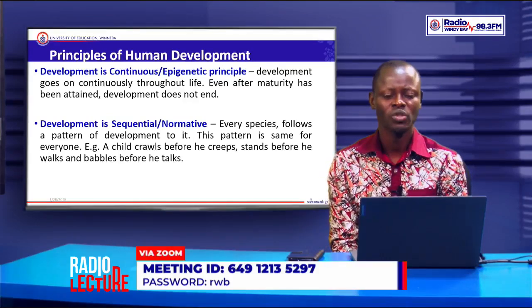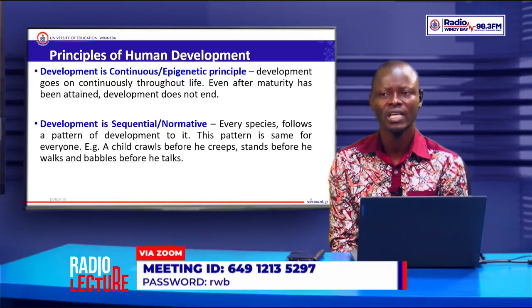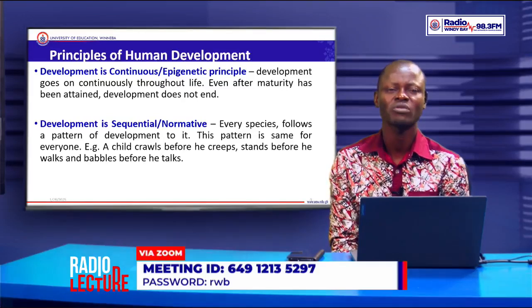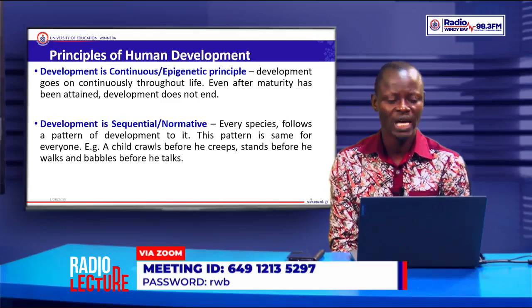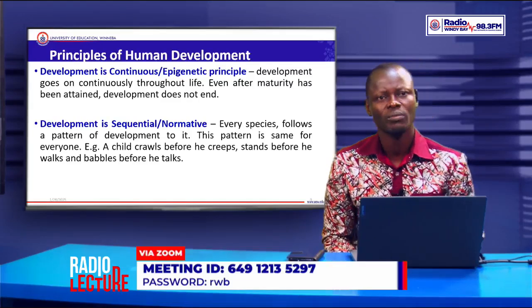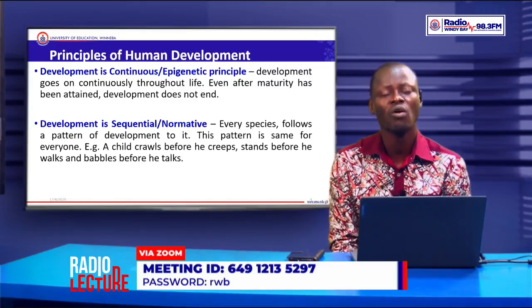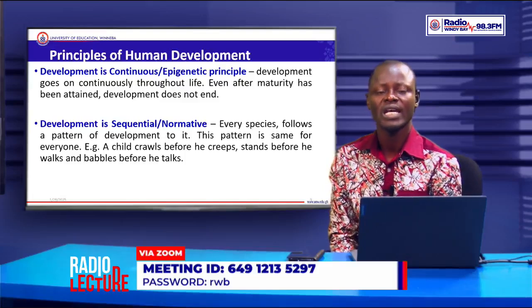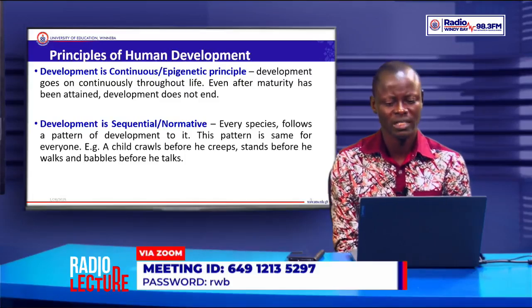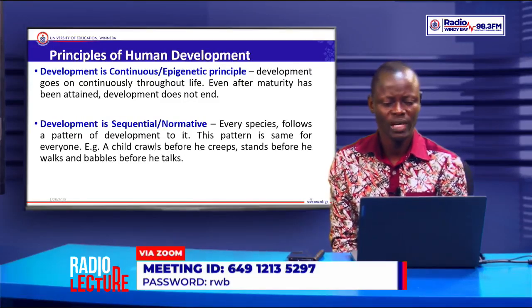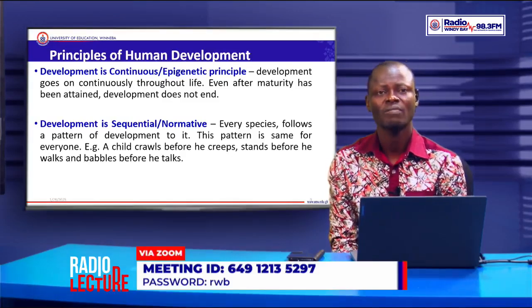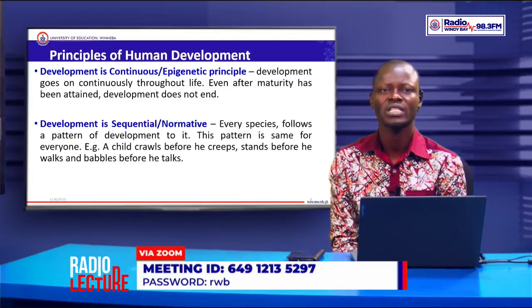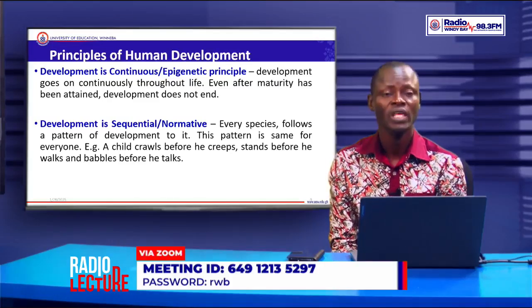And maturation is something that we all attain. We don't have a limit where we say that I'll finish maturing. You keep maturing even up to the time that you die. Then the next principle we talk about is that growth is sequential or normative. This means that every species, including we as humans, will follow a pattern of development, and this pattern is the same for all of us. It doesn't matter where you find yourself, the chromosomes that you have, or the genetic inheritance that you have inherited from your parents. It's the same for all of us.